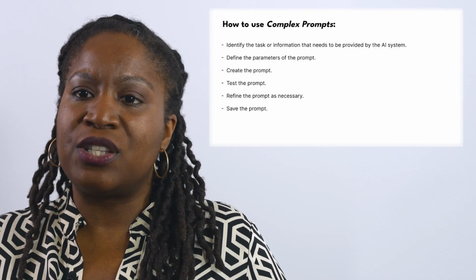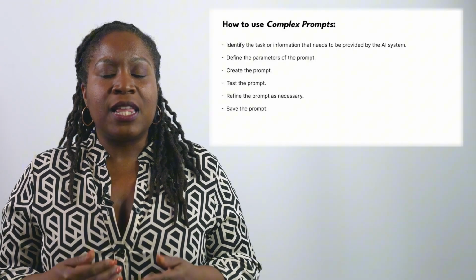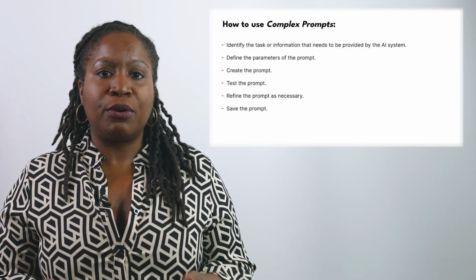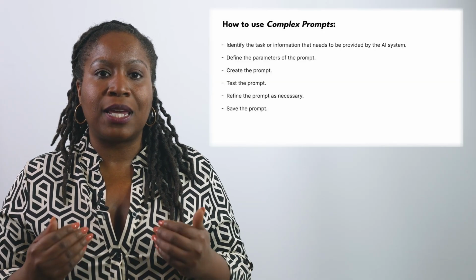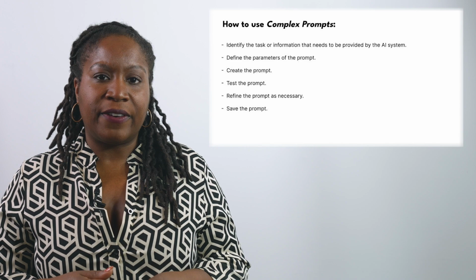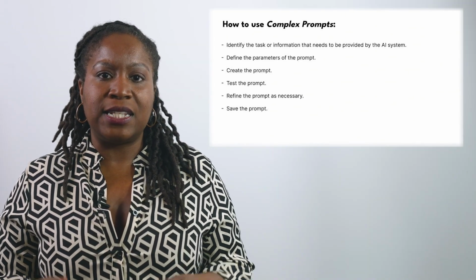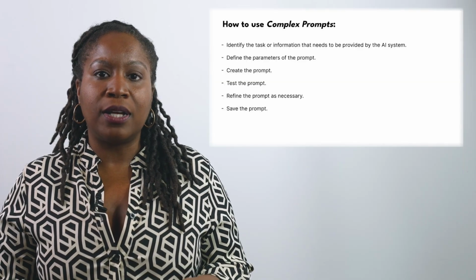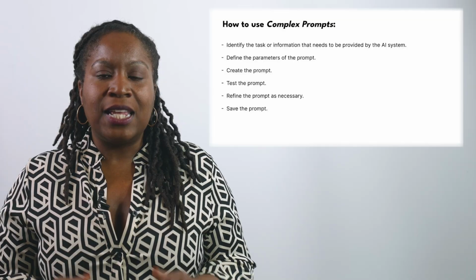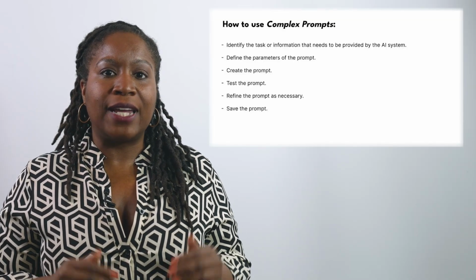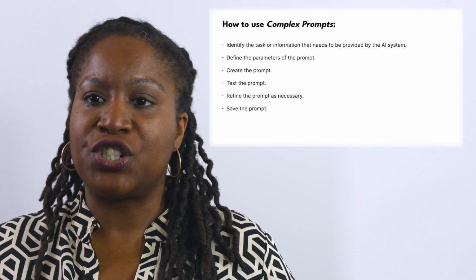If the prompt is not functioning as expected, it may need to be refined. This can be done by adjusting the parameters of the prompt or by rephrasing the prompt to make it clearer and more specific. For example, if the AI system is not providing detailed information about a product, the prompt may need to be refined to specify that the AI system should provide detailed information about the product's features, specifications, and price.